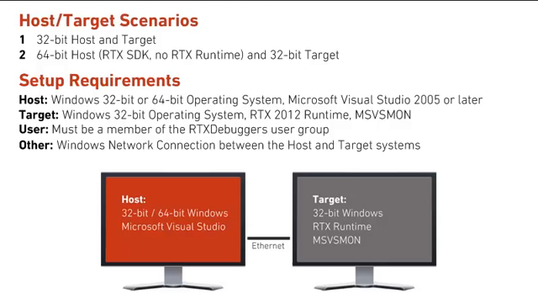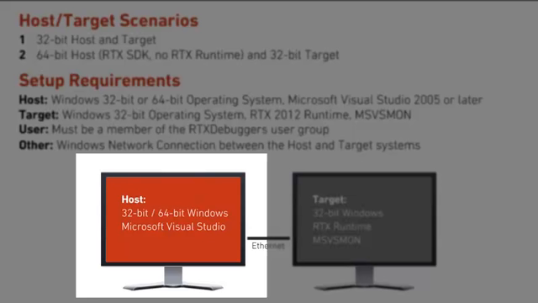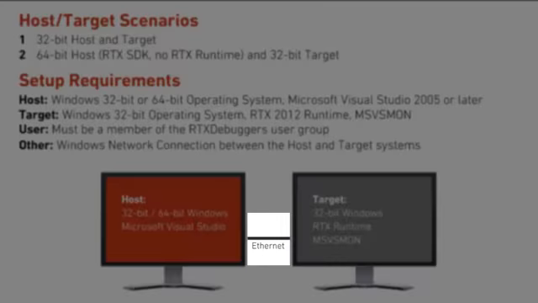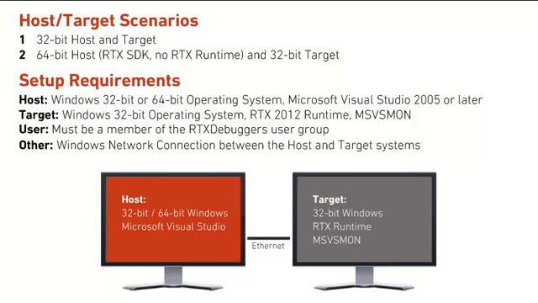There are two host target scenarios. In one, both the host and target systems are 32-bit Windows. In the second, the host is 64-bit Windows and the target is 32-bit. This graphic shows the setup requirements for the host and target. The host system requires 32-bit or 64-bit Windows and Visual Studio. The target system requires 32-bit Windows, the RTX runtime, and the Visual Studio Remote Debugging Monitor, MSVSMon. The host and target must be connected via Windows Network connection.